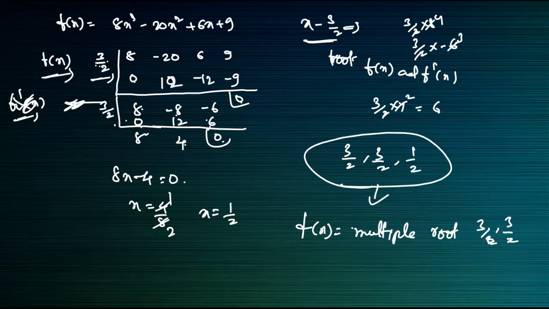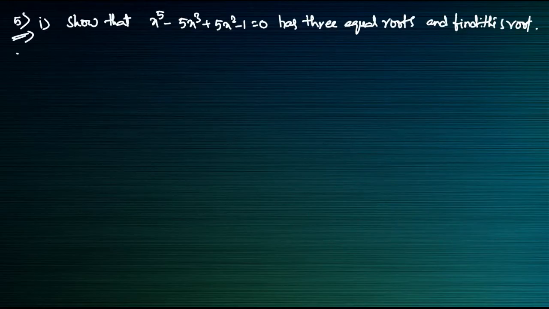Now move to the fifth one. Now fifth one, first question is one: show that x power of 5 minus 5x cube plus 5x square minus 1 is equal to 0 has 3 equal roots, and find this root. So solution here. This question is the same as example 4.2.21. Please go through it and watch the same question. Values only have a small change.